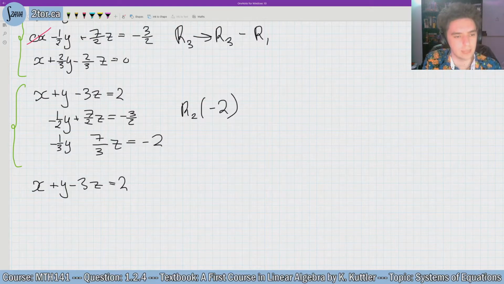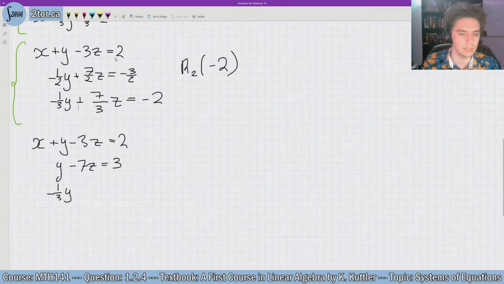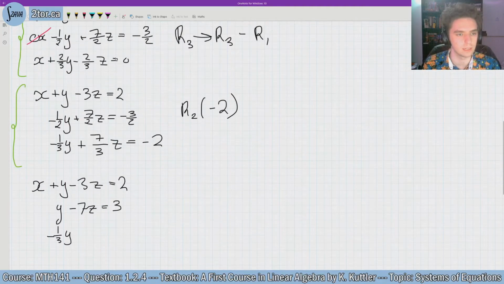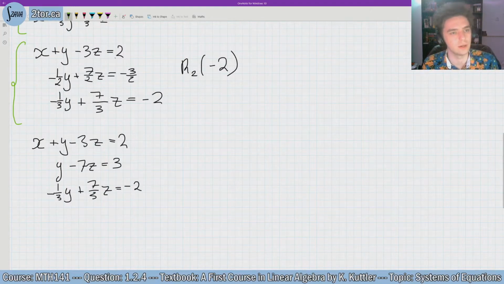So negative 2 times that, well, it's going to be nothing here. This is going to be y. Negative 1/2 times negative 2 is just going to be 1. And then negative 2 times 7/2. That's just going to be negative 7z equals negative 3/2 times negative 2. Well, that's just going to be 3. Okay. And our final equation stays the same. Negative 1/3 y. There should be a plus here. Hope that's positive. Yeah, just making sure. Okay. So then here, we have the same thing as before. So 7/3 z equals negative 2. Okay. There's our new system.